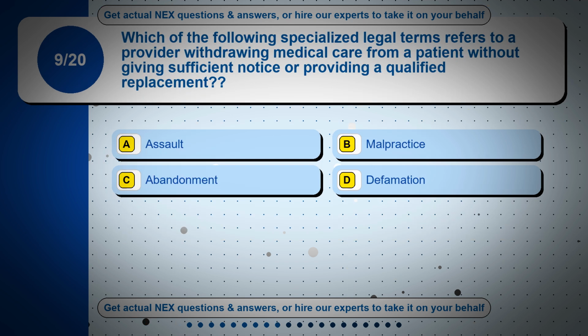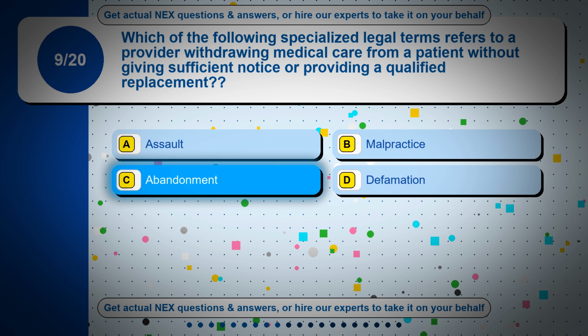Question 9. Which of the following specialized legal terms refers to a provider withdrawing medical care from a patient without giving sufficient notice or providing a qualified replacement? Option A, assault. Option B, malpractice. Option C, abandonment. Option D, defamation. The correct answer is option C, abandonment.